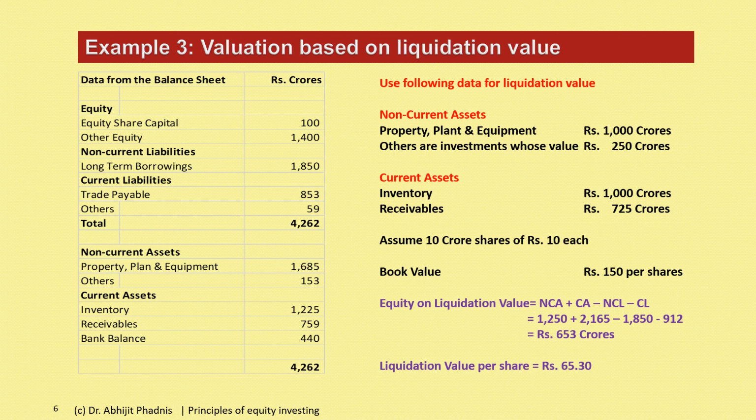So therefore, you will see that NCA is simply the total of 1,000 and 250, 1250. Current assets is a sum total of inventory 1,000, receivable 725, and bank balance of 440. And current liabilities and long-term liabilities would be the same. So in that case, we find that the liquidation value is much lower at 653 crores, and liquidation value per share is 65 rupees 30 paise.